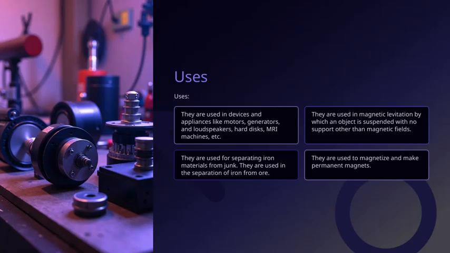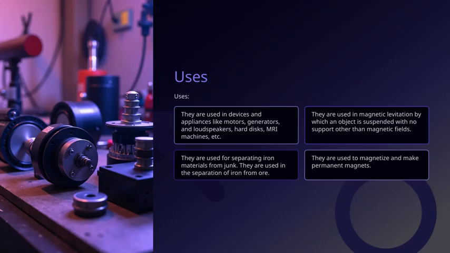Now, let's talk about the various uses of magnets and magnetic materials. They are essential in many devices and appliances we encounter daily. For example, motors, generators, and loudspeakers all rely on magnetic principles to function effectively. You'll also find them in hard disks and MRI machines, where they play a crucial role in data storage and medical imaging, respectively. Magnets are also widely used for separating iron materials from junk or scrap, which is incredibly important in recycling and waste management. This process helps in efficiently sorting ferrous materials from other waste.